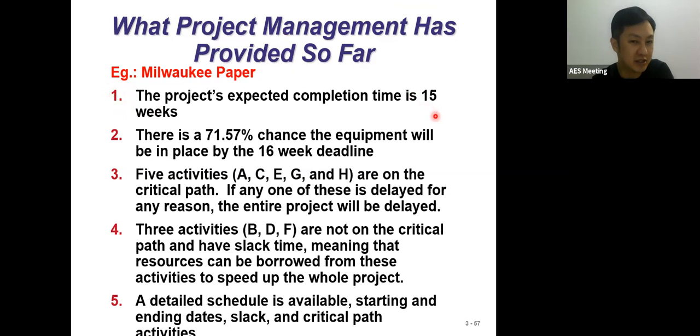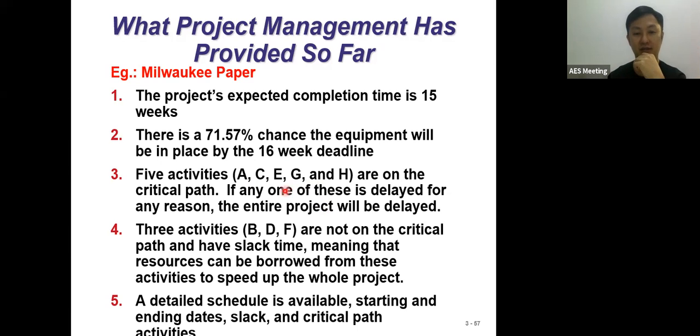This project is using a 16-week deadline. With a 16-week deadline, your project can be completed with a probability of 71.57%, with all the equipment and all the resources you have here. How many activities are on the critical path? You have 5: A, C, E, G, H. Meaning to say, if you delay an activity on the critical path, you are delaying the entire project. That is what is meant by these 5 activities on the critical path.